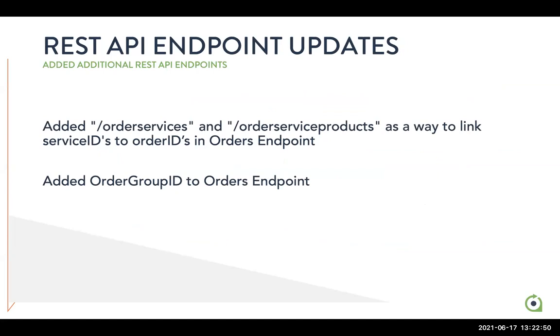And then a couple of new REST API endpoints have been added. One called Order Services and Order Service Products. So you can access those service IDs and order IDs in the orders endpoint. And then the order group ID has also been added to the orders endpoint. And that is all I've got.